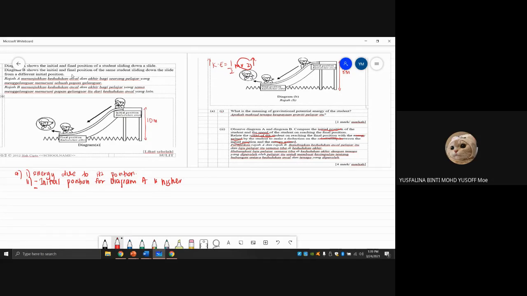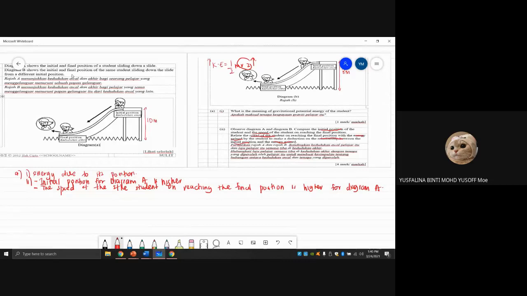So for point number two: the speed of the student on reaching the final position is higher for diagram A. Okay, so that is point two.